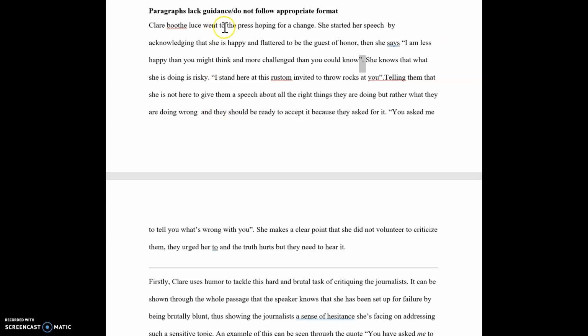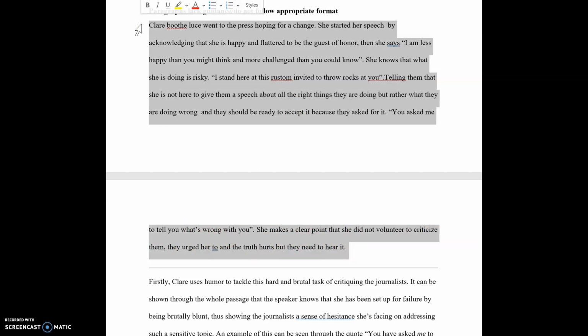If you're saying she went to the press hoping for change, great, okay. So that doesn't address the prompt. It doesn't address the thesis you should have had, right? "She knows what she's doing is risky." Again, another quote, which gets into my last point we're going to talk about later, telling them she's not here to give them a speech about all the right things they are doing, but rather what they're doing wrong. Blah, blah, blah. "You asked me to tell you what's wrong with you." "She makes a clear point. She did not volunteer to criticize them and urge them." Okay, this entire paragraph, summary. Summary. It's not analysis, point blank.